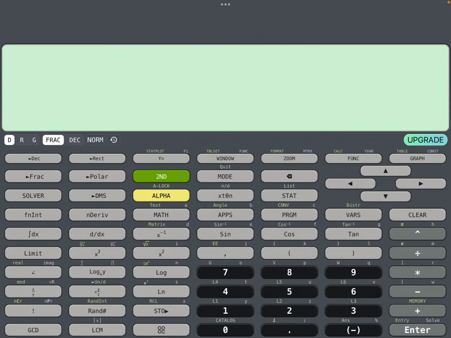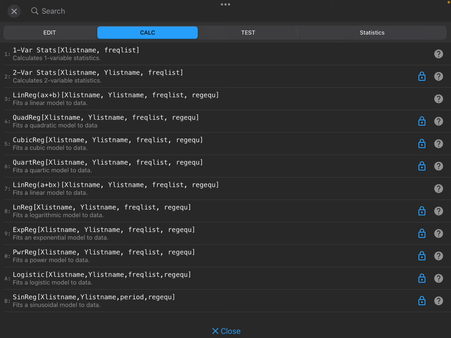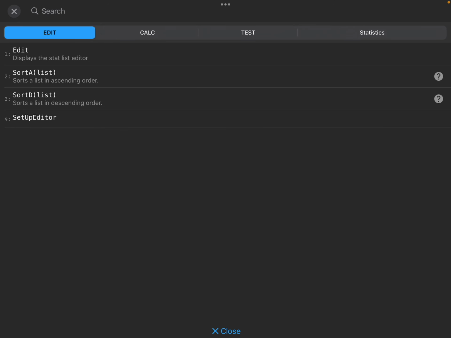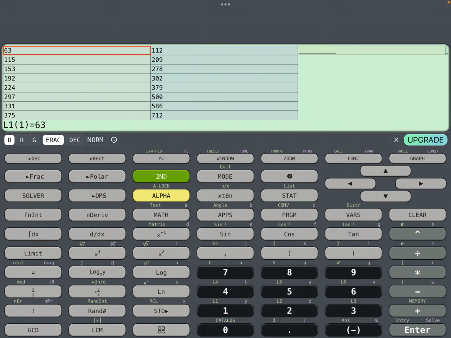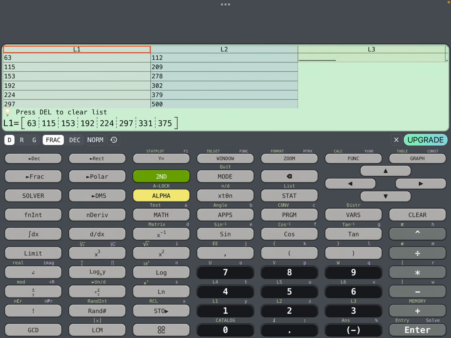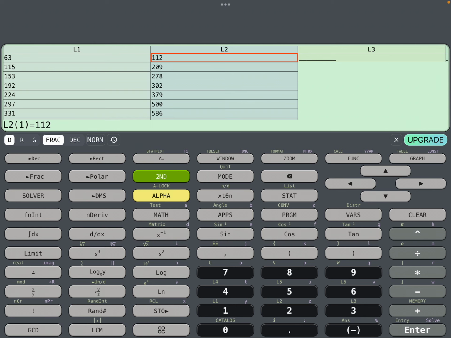Going over to Calc 84 here, I'm going to go to stat. We notice stat is above the number 8, like we talked about earlier on the TI-84. I go to stat and I'm going to go to edit. I notice I already have these typed in here, but if I didn't, I would just type 63, hit enter, and it automatically takes me to my next one. I hit 115, hit enter, and I can use these arrows over here to navigate from L1 to L2 and start doing it in that.